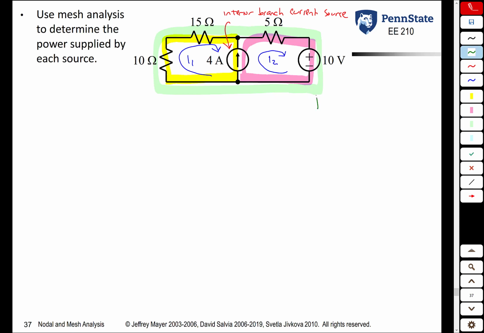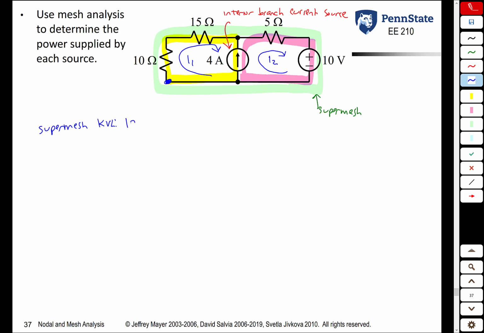This is going to be our super mesh. Now that we set up the problem, we can now find the equations. There are no regular meshes left that we can do KVL for, but there is a super mesh. So we're going to do super mesh KVL. Let's start right here. I always like to go clockwise. I like to sum voltage drops.